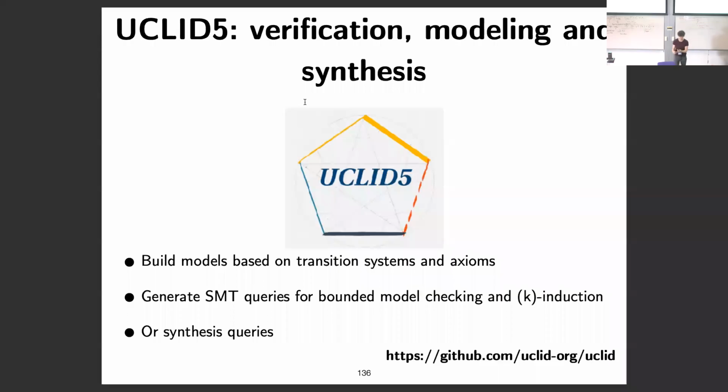So I'm going to talk about Euclid 5 first. This is basically just me telling you that there is another tool in your arsenal for generating SMT queries and also for generating SyGuS queries. It is on GitHub. We have a tool paper at CAV this year.